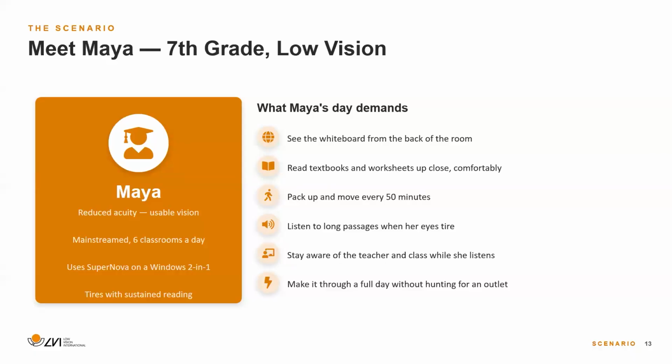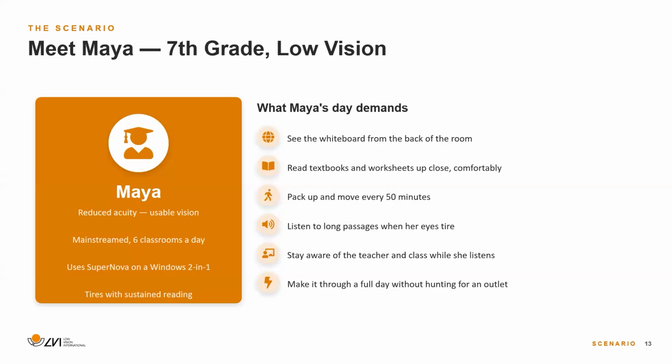So we're going to introduce you to Maya, our 7th grade student with low vision. Maya has reduced acuity. She has usable vision. Her vision can fluctuate, and she can have decreased functional visual acuity at the end of the day when she's had a lot of visual demands. She is in a typical school. She has a TVI that helps her from time to time, but she is mainstreamed and she rotates to 6 different classes during a day. She already is comfortable with Supernova. The school uses the Windows platform, so she already has a Windows 2-in-1.